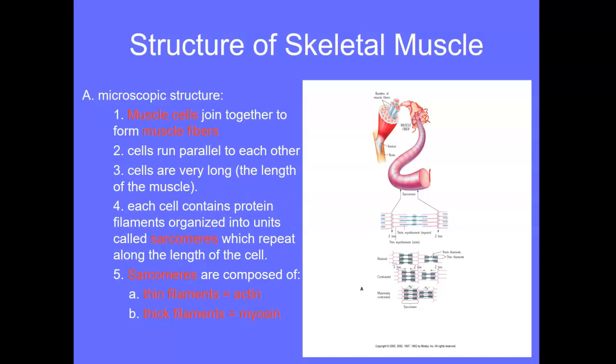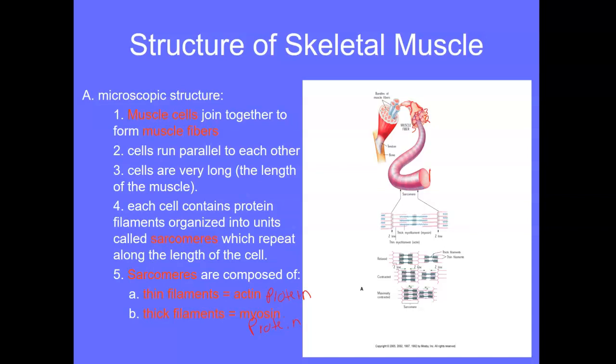So each muscle cell runs parallel to one another. Cells, like I mentioned, can be very long. They're the length of the muscle. And each cell contains protein filaments, actin filaments, and myosin filaments. So you have the actin protein, and myosin protein, which form individual segments of the muscle.